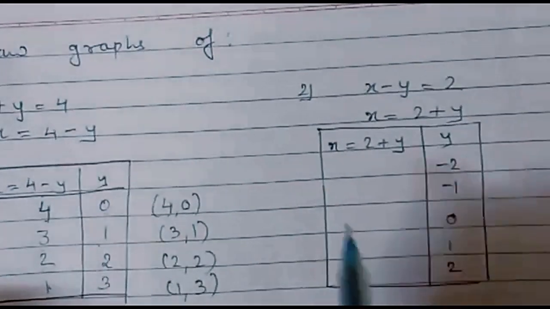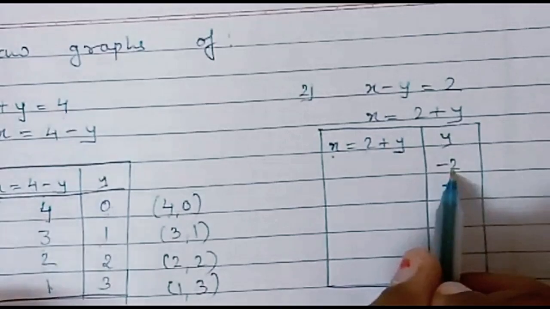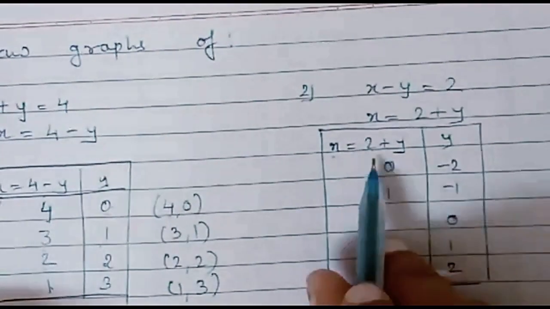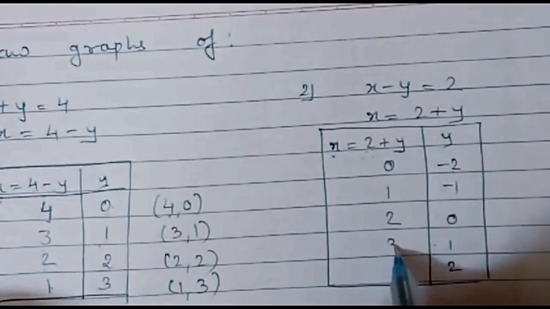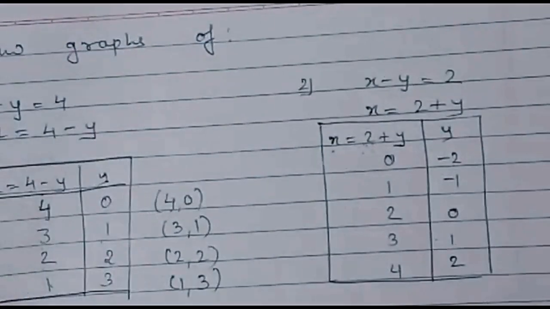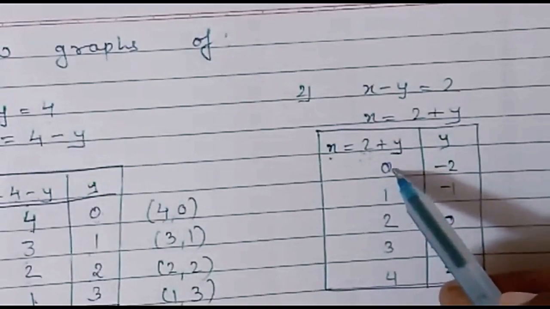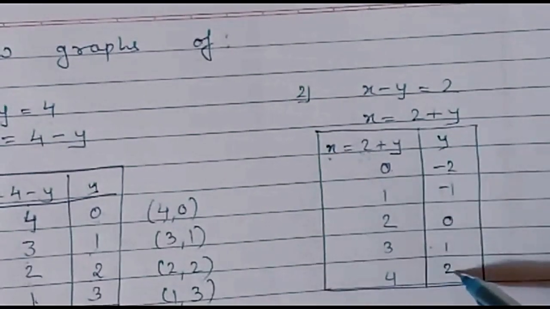Okay, so the first value for x will be 2 and the value of y is minus 2. So 2 minus 2 will be 0, 2 minus 1 will be 1, 2 plus 0 will be just 2, 2 plus 1 will be 3, and 2 plus 2 will be 4. In this way, you can again plot a graph paper. On a graph paper on x-axis, we need the numbers from 0 to 4, and for y-axis, we need from minus 2 to plus 2.